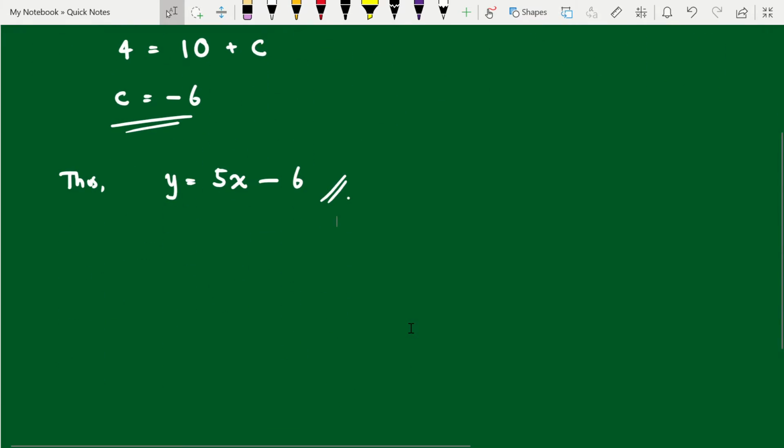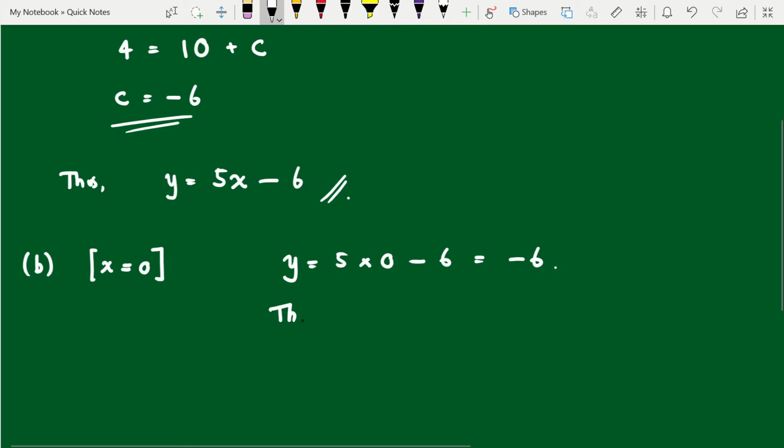Part B asks us to state where the line cuts the y-axis. Now a line cuts the y-axis when the x-coordinate is 0. This is the point at which many people might become a little confused, but the line cuts the y-axis precisely when the x-coordinate is 0. All we need to do is substitute the value x equals 0 into the equation. In particular, y is equal to 5 times 0 minus 6, which is equal to minus 6.